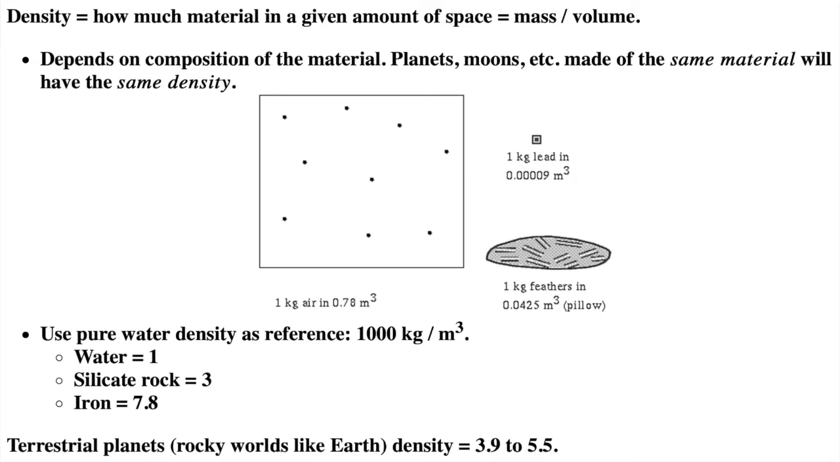The reference material we use is water because it has an easy to remember density of 1. Either 1 gram per cubic centimeter or 1 metric ton, 1,000 kilograms, per cubic meter. Ordinary silicate rock like we have on Earth's surface has a density of 3 times that of water, and iron has a density of 7.8 times that of water.